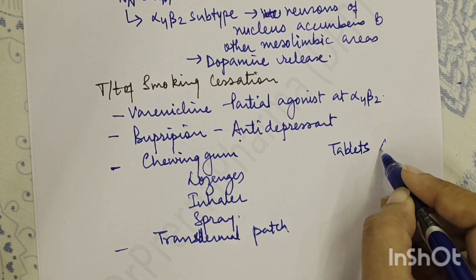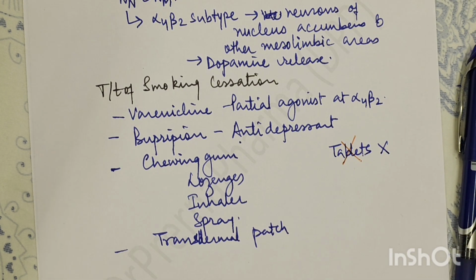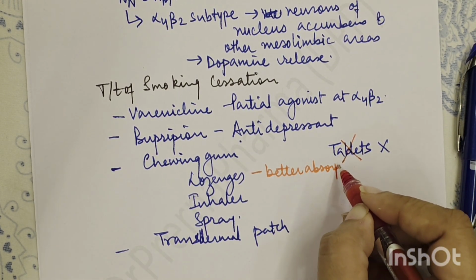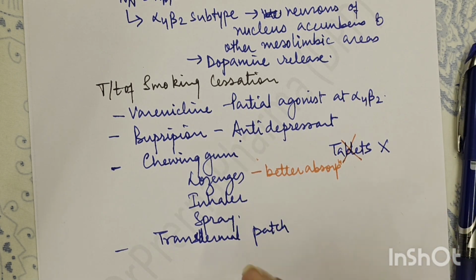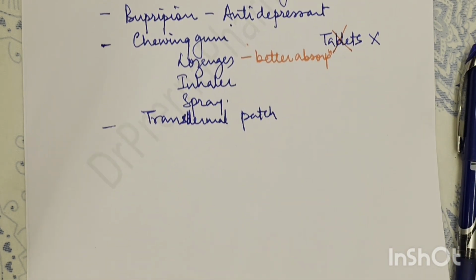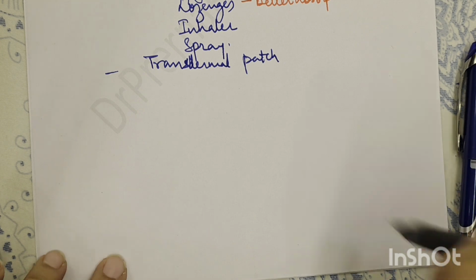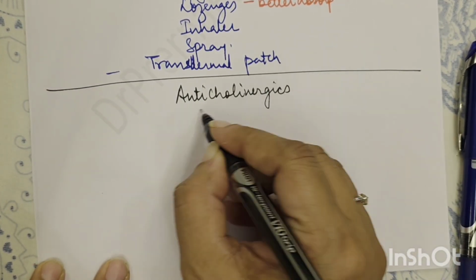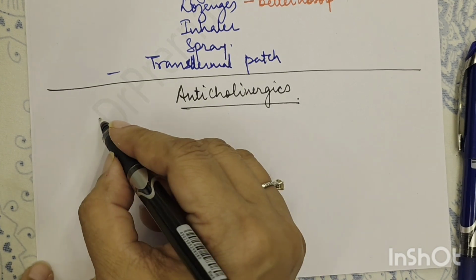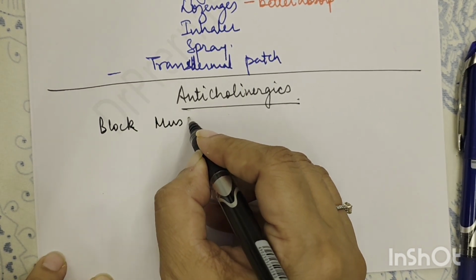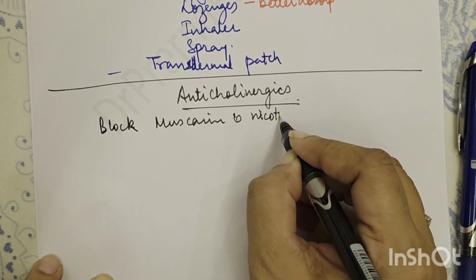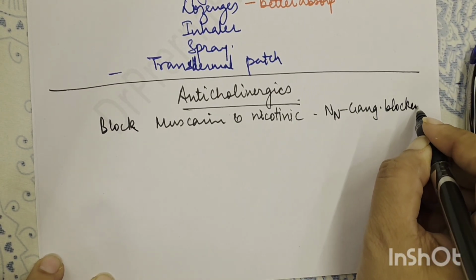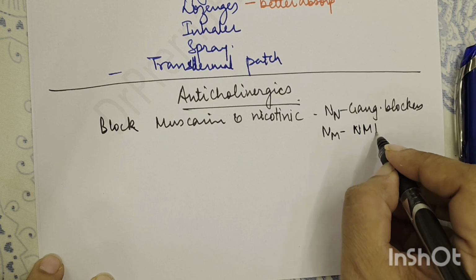Nicotine की tablets नहीं होती हैं. There are no nicotine tablets. Sometimes these questions are asked. Then nicotine lozenges have a better absorption than gums, right? And then the nicotine gums should be taken 15 minutes before and after the food. So this was about the cholinergics. Now we come to the anticholinergics. Okay, basically anticholinergics are drugs which block the muscarinic and nicotinic receptors. NN पे हम बोलते हैं उनको ganglion blockers, and NM पे हम बोलते हैं उनको neuromuscular blockers.